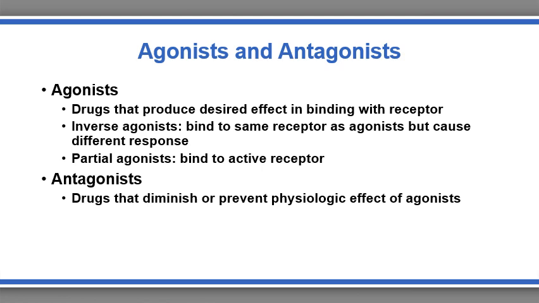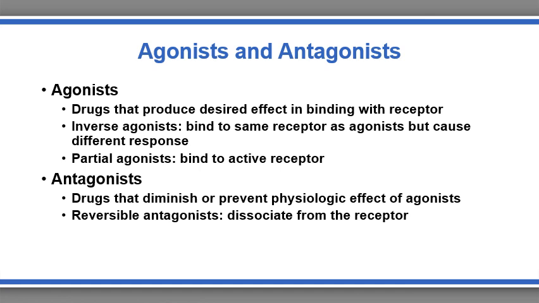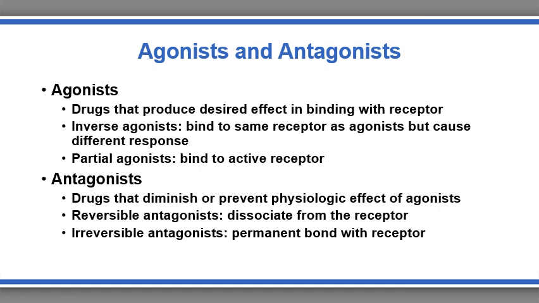Again, antagonists are drugs that diminish or prevent the physiological effect of agonists. And again, we've already talked about the difference between reversible and irreversible. Reversible antagonists readily dissociate, and they tend to just come off the receptor. The irreversible antagonist forms a permanent stable bond with the receptor. So the important thing to remember is that antagonists could either block or reverse the effect of an agonist. A good example of an antagonist is Narcan or naloxone.